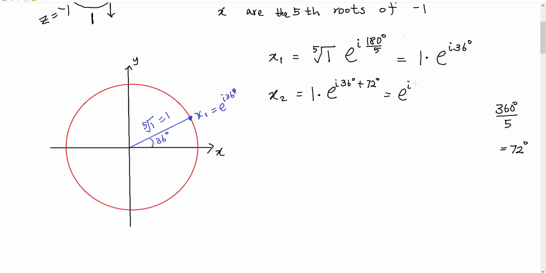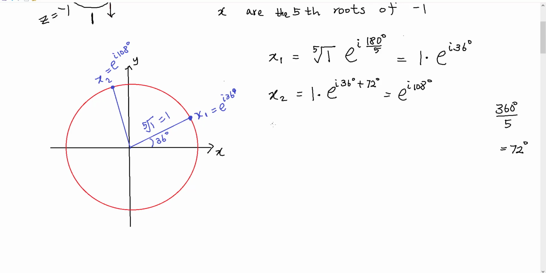So that's e to the i 108 degrees. So 108 degrees is somewhere here, and so the next complex root, x2, is over here. So x2 is sitting on the unit circle at 108 degrees, e to the i 108 degrees.